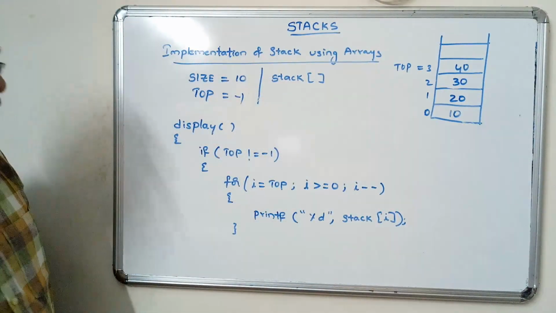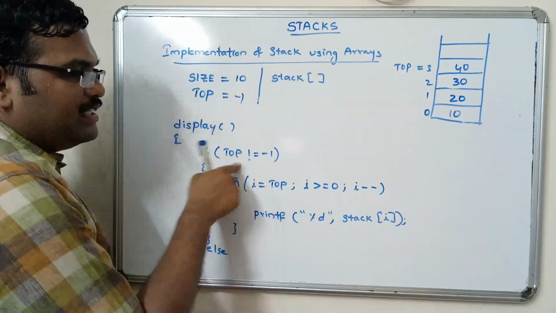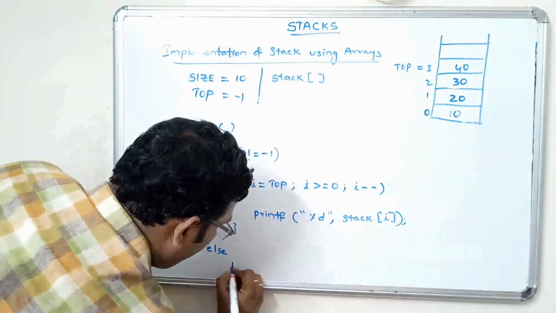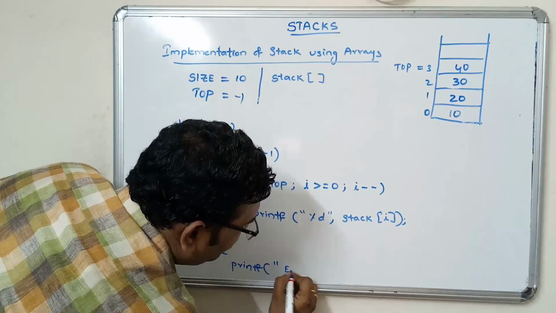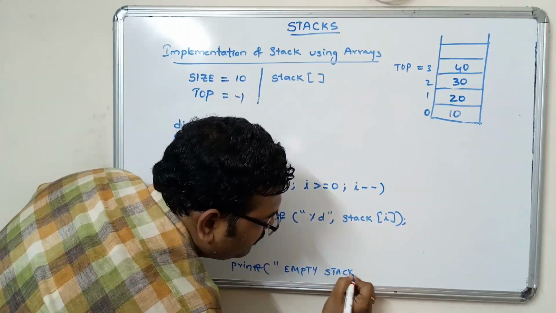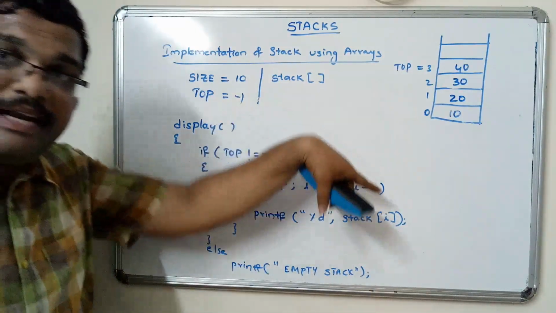Stack of i. Close. Else, if this condition fails, that means if it is equal to minus 1, we can simply write printf, empty stack. Right? Let us trace it.